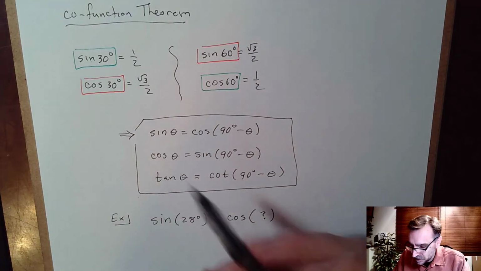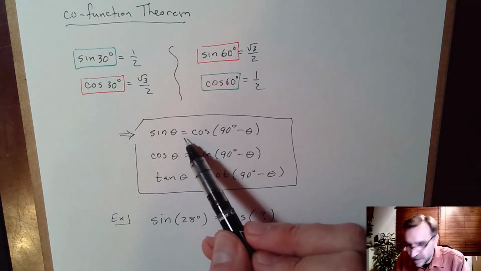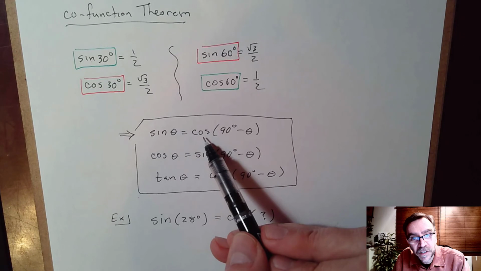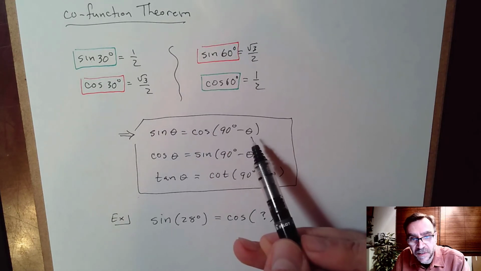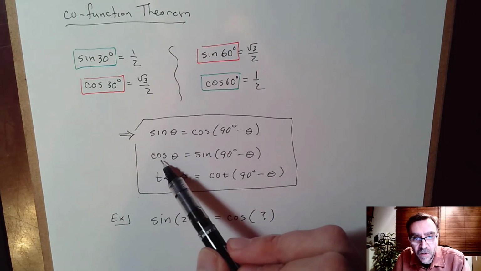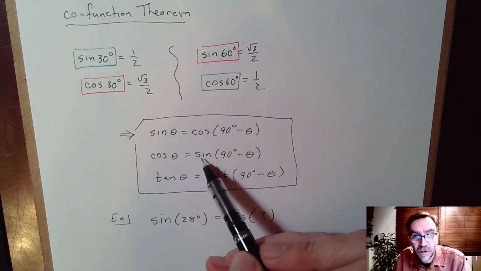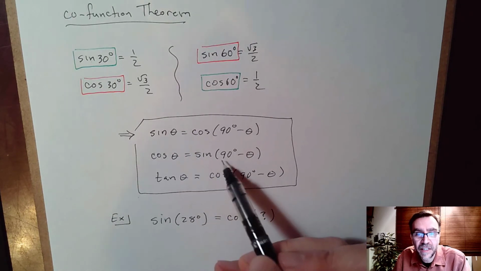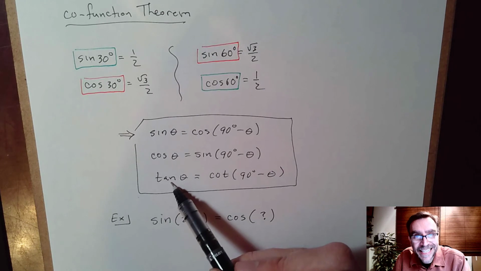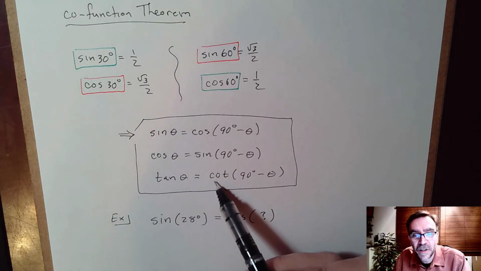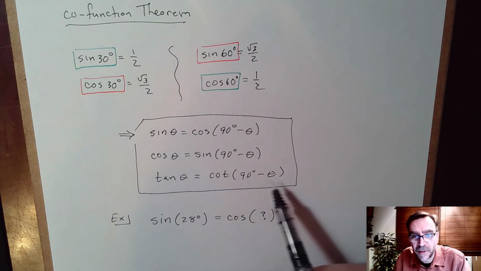Okay, so the cofunction theorem states that sine of theta is actually equal to its cofunction, cosine of 90 minus theta. Cosine of theta is equal to its cofunction, sine of 90 minus theta. Tangent of theta is equal to its cofunction, cotangent of 90 minus theta.